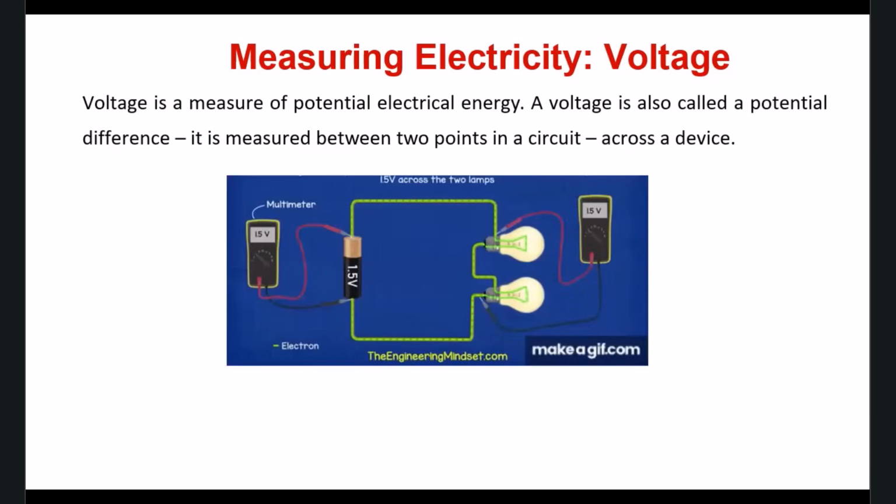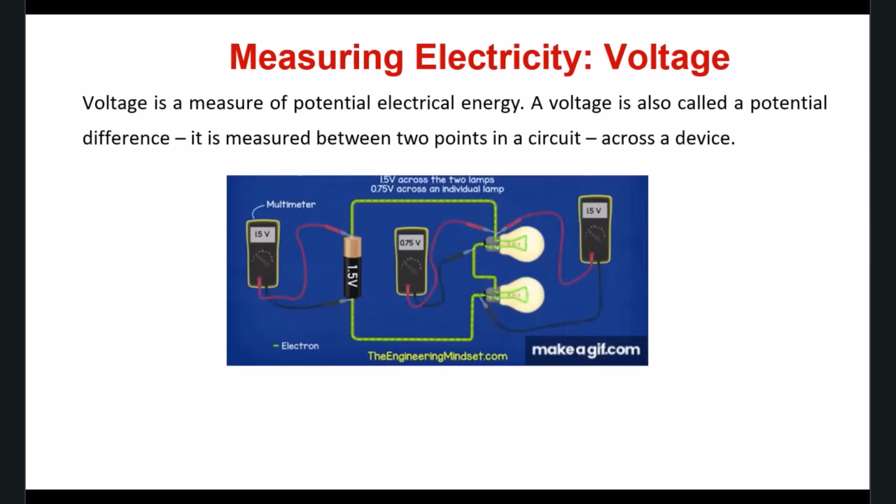So you can see here the diagram. There is a battery of 1.5 volts and there are two bulbs connected in series with that particular battery. Now we can use the multimeter and we can measure the voltage at different terminals.